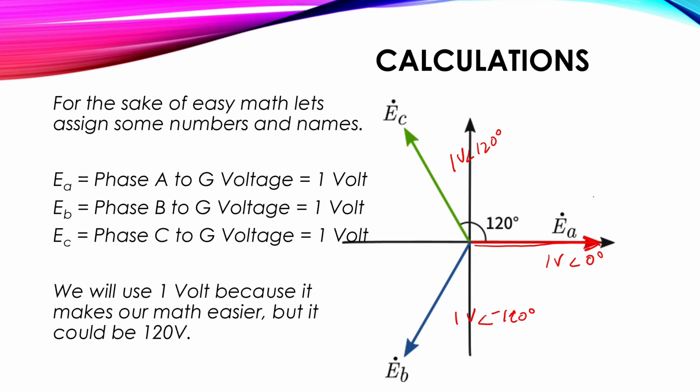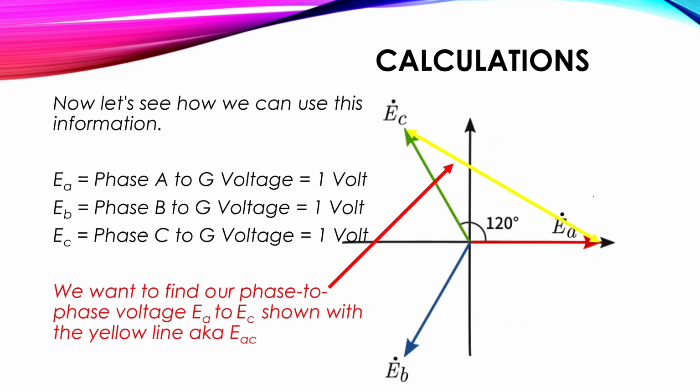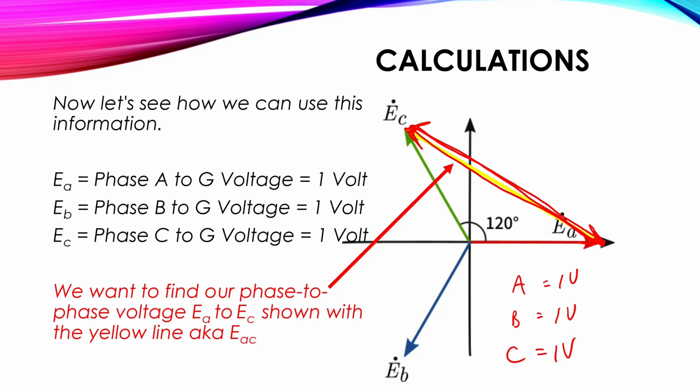So we'll do that. And now we need to do some geometry. We want to figure out what this length is right here, between, on this yellow bar. So we want to figure out what this length is from phase to phase. We know what our voltage is. A phase is equal to 1 volt, B phase is equal to 1 volt, and C phase is equal to 1 volt. We got all that.